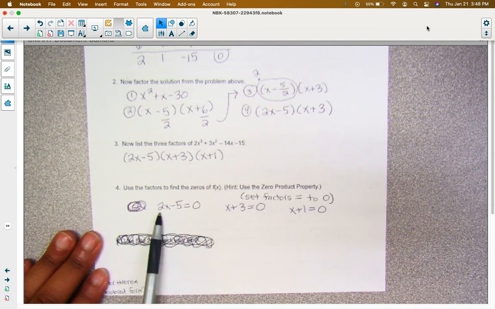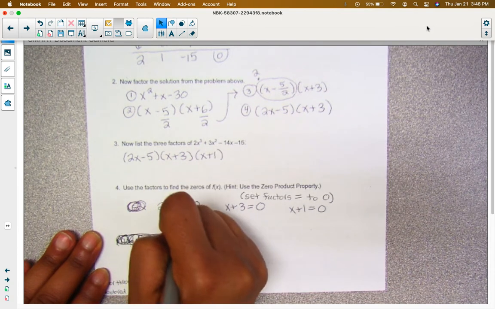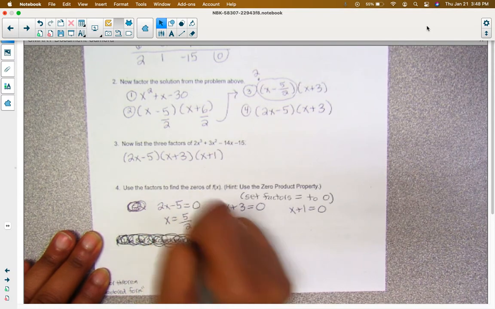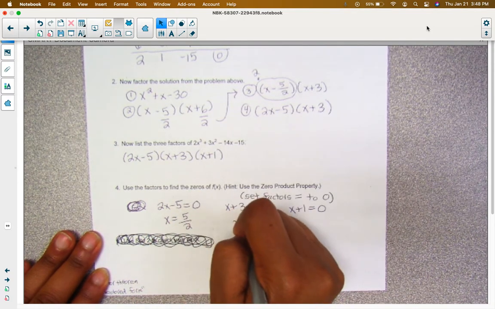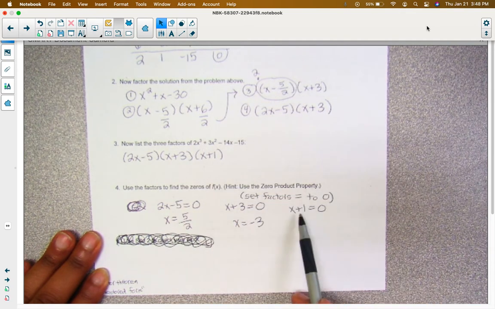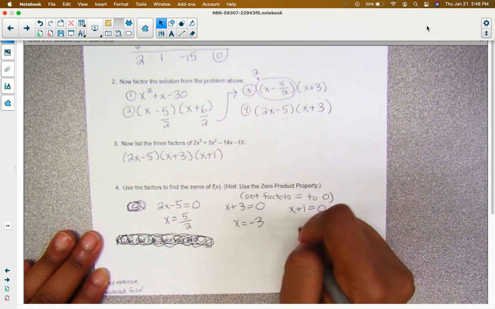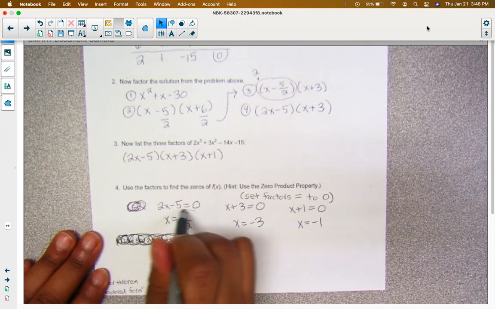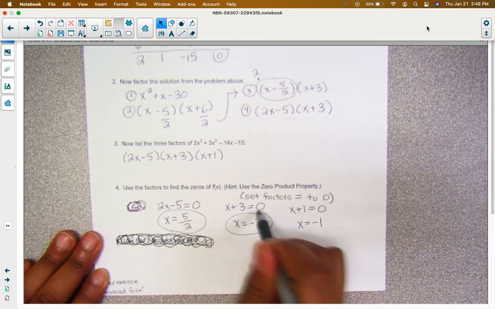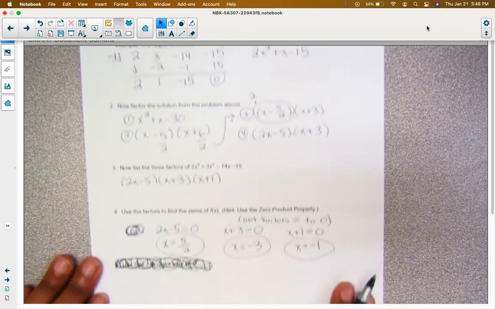Add 5, divide by 2. I got 5 halves. Subtract 3 from both sides. I got negative 3. And subtract 1 from both sides. I got negative 1. So these are the zeros of the function that we started with.